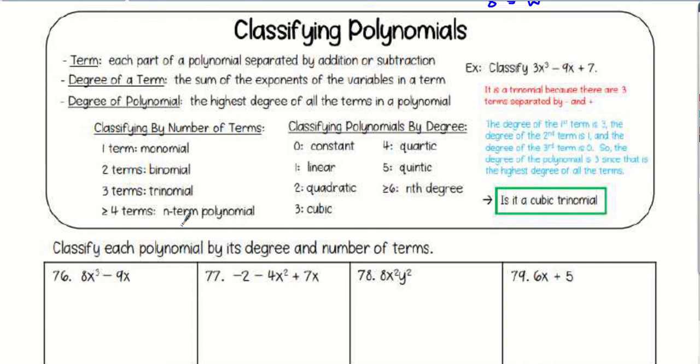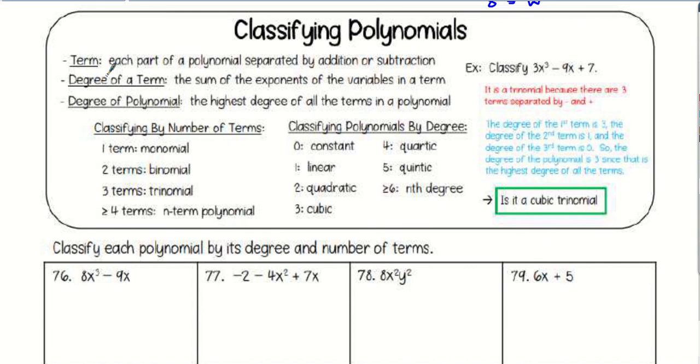And we always normally list our polynomial in standard form, which means we go in descending order of degree. If we're looking at this one, the degree of the first term is 3, the degree of the second term is 1, and the degree of the third term is 0. So the degree of the polynomial is whatever the highest degree is for the terms that are there. This polynomial has a degree of 3, since 3 is the highest degree of all the terms.